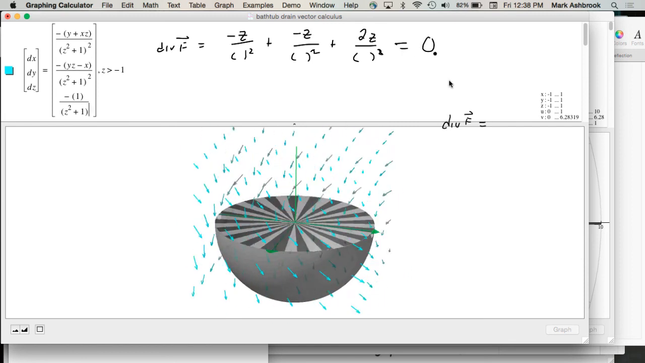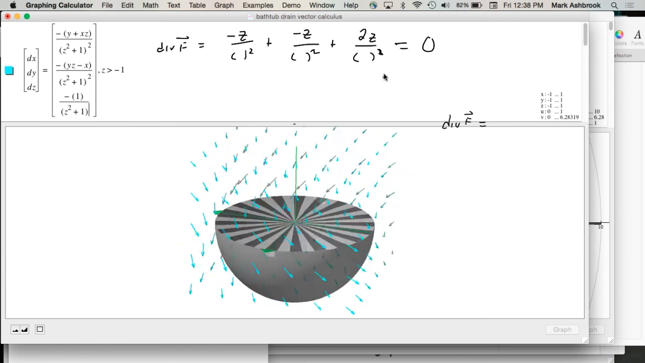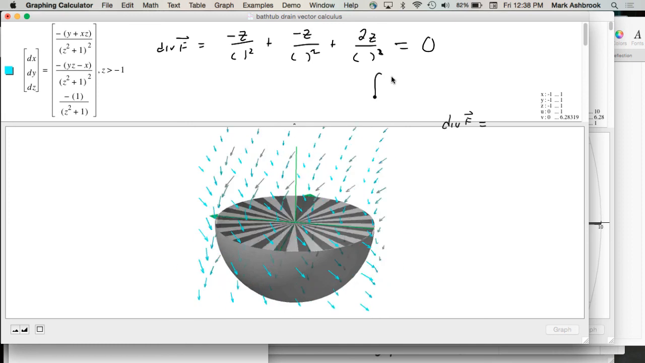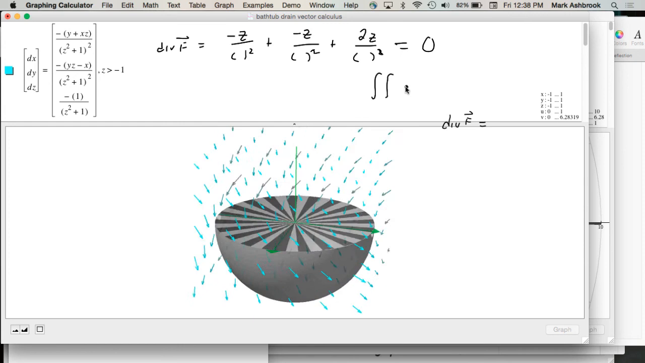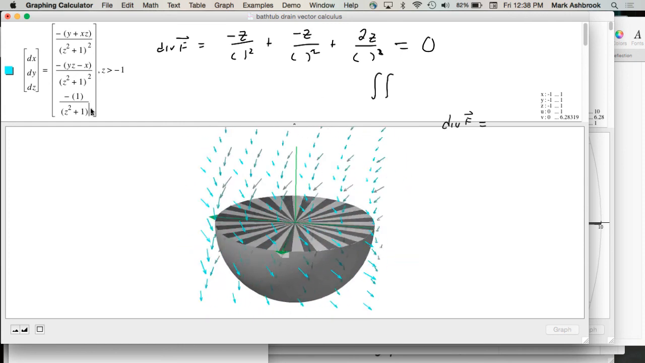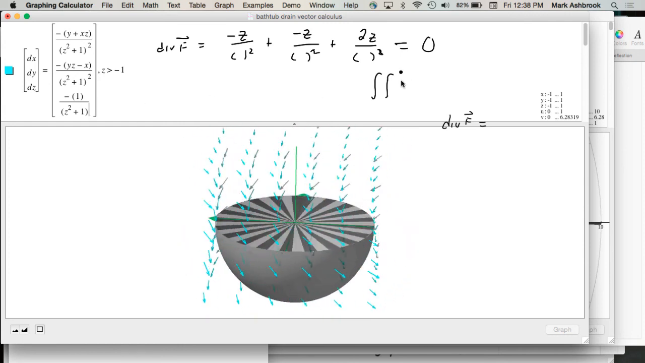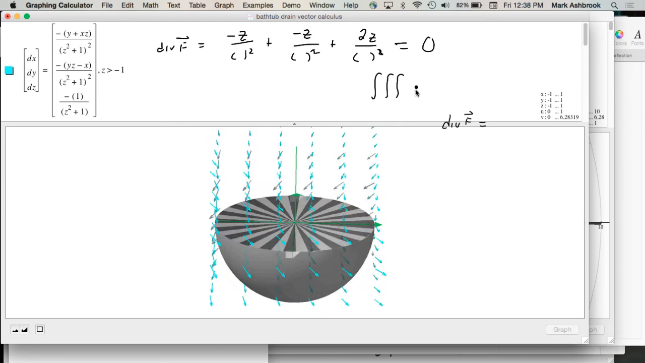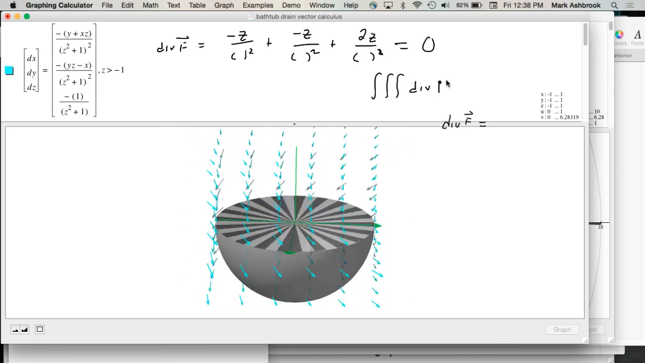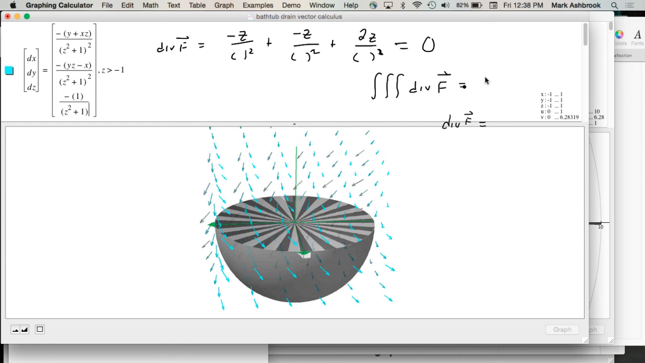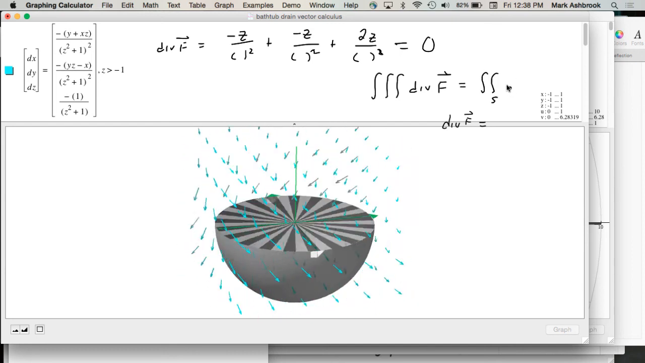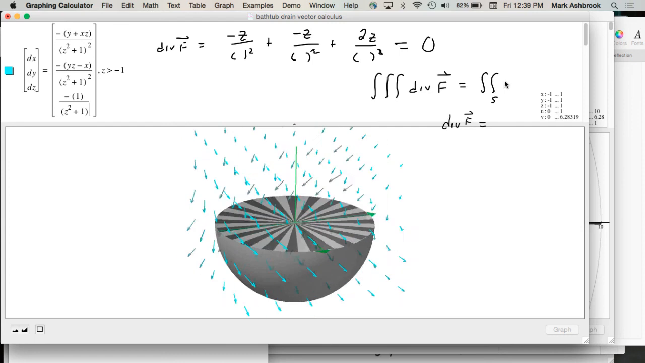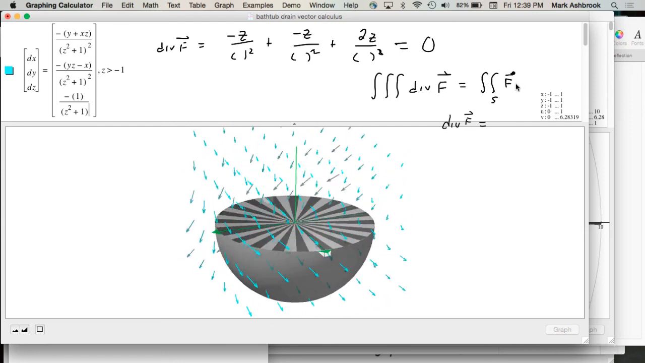Divergence is 0. And how does that help? Isn't it just negative 2z now, actually? Because it's negative 1. You got it? Yeah. So the divergence theorem says that this equals the flux through S of F dot dS.